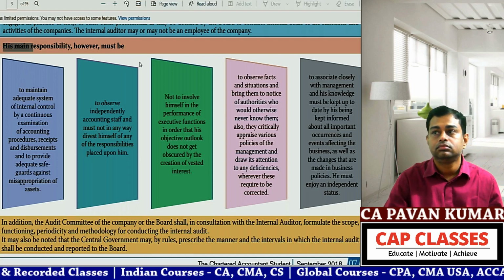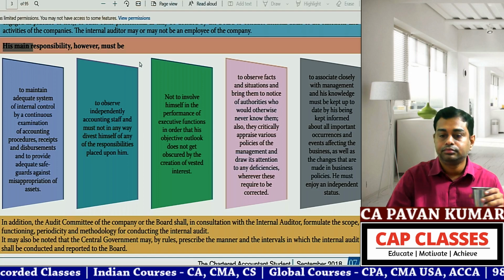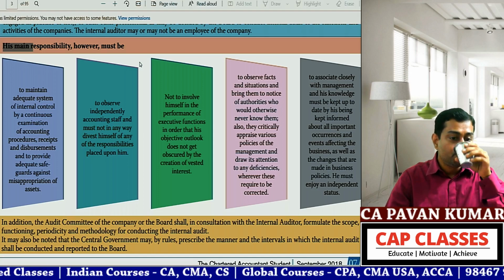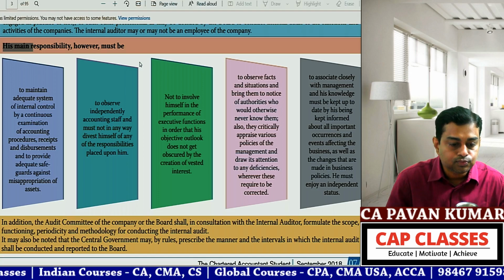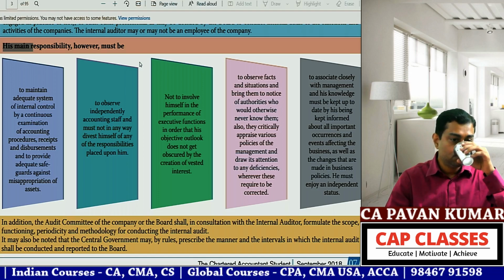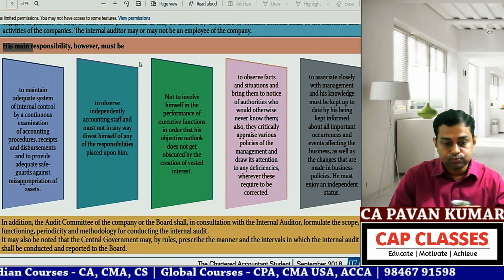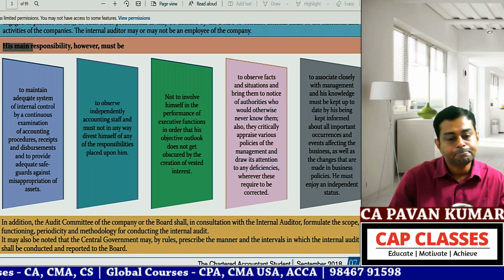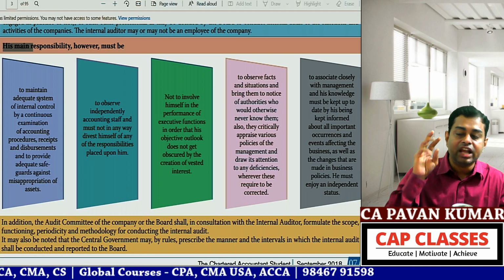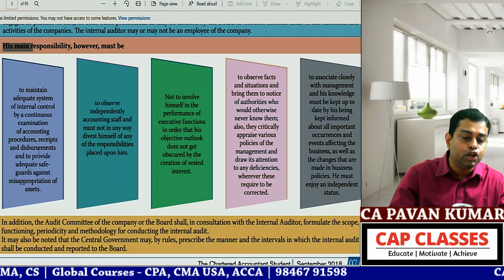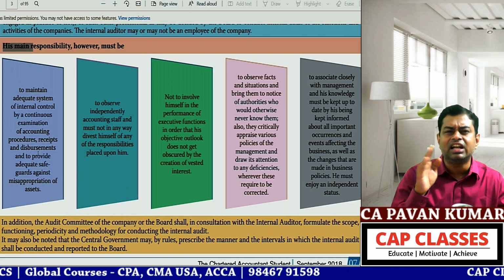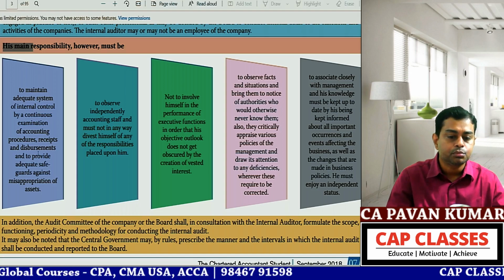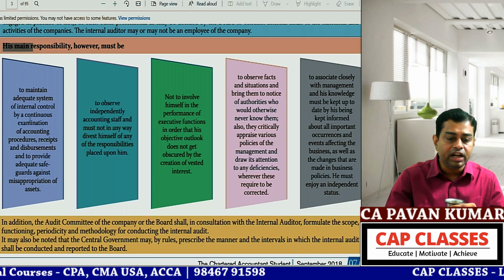His main responsibility, however, must be first one, to maintain adequate system of internal control by a continuous examination of accounting procedures, receipts and disbursements, and to provide adequate safeguards against misappropriation of assets. Again, I'll give you 2 seconds of time or 5 seconds of time. All of you read this and do you understand? All these are basics, okay? CA intermediate or foundation level points. All of you read this para again.